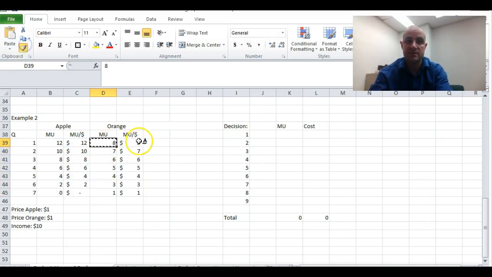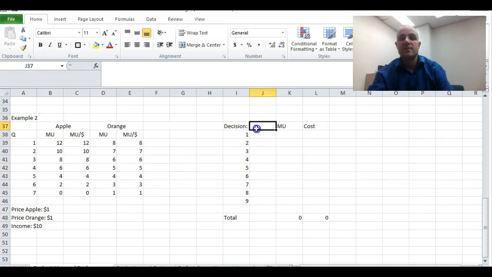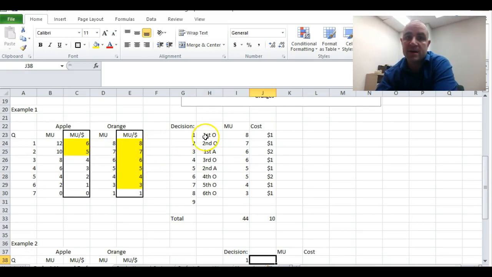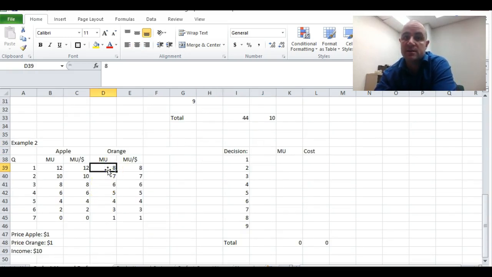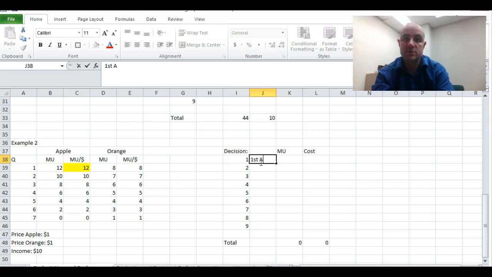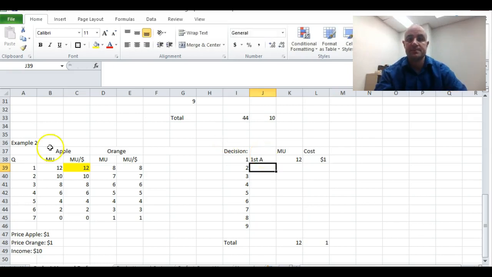And let me format this. Okay. So now let's go through and make our decisions. If you remember up here with our first example, we ended up buying 2 oranges before any apples. But now, because apples have become half as expensive, the price went down. The first thing we're going to do, we can either get 12 units of utility per dollar for the first apple or 8 for the first orange. So the first thing you're going to do is buy that first apple. The marginal utility you get from it is 12, and the cost is $1.